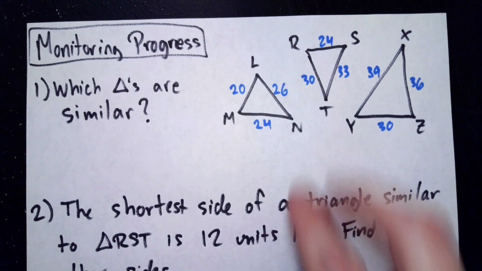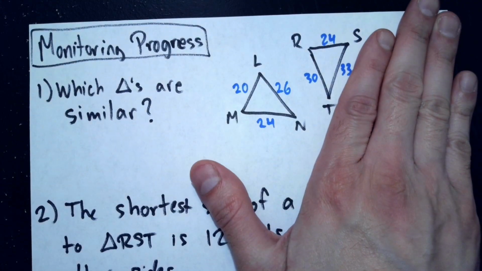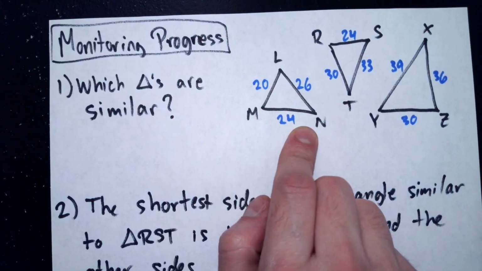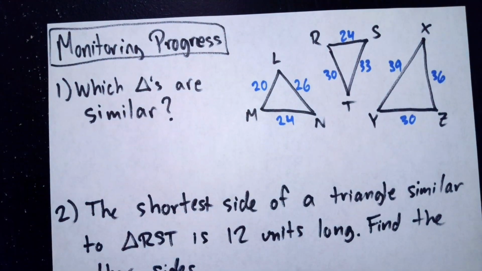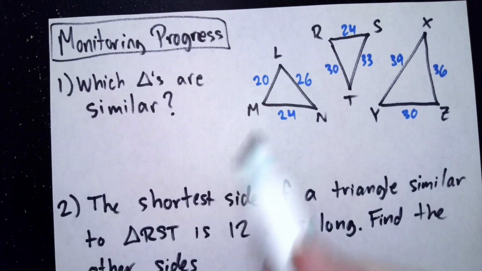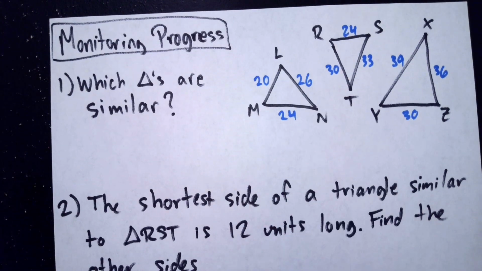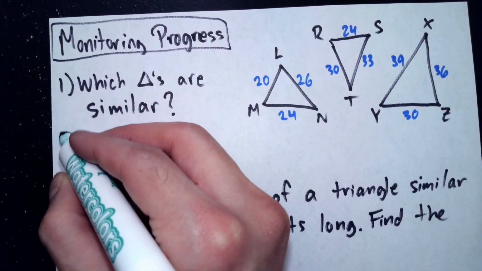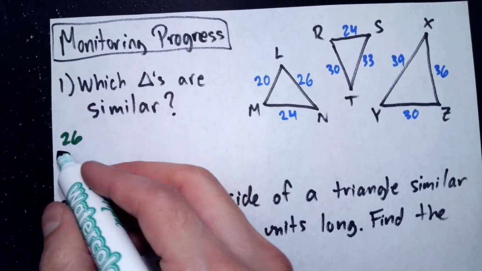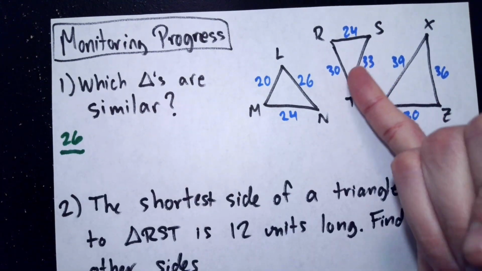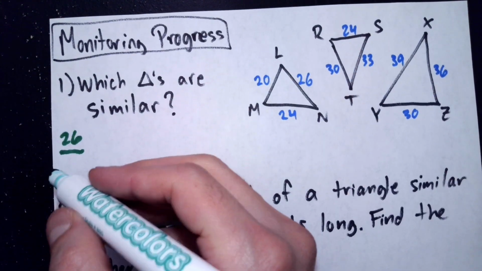So if I'm using these two, for now I'm ignoring this one. If I'm using triangle LMN and triangle RST, I have to start building these ratios. Because they are not color coordinated this time, I'm going to go by length. I'll pick the longest side in this triangle, which is 26, and divide that by the longest side in this triangle, which happens to be 33.